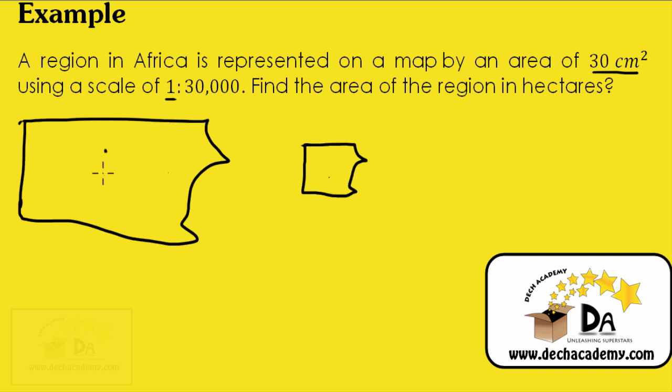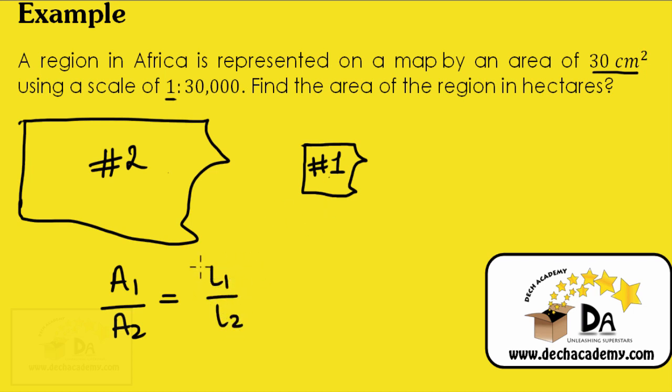And that means if I call the shape on the map shape 1, and the shape representing the actual region shape 2, the area of shape 1 to the area of shape 2 is equal to any linear dimension of shape 1 divided by a linear dimension of shape 2, all squared, because the representation of this region on your map is going to be similar to the actual region.